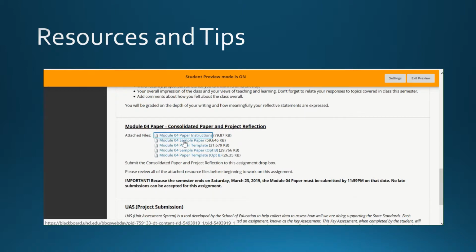So you'll notice that there's sample paper and then sample paper option B and paper template option B. The first paper and template combination are designed for those students who did papers for their Module 1, 2, and 3 discussions. So if you wrote only papers, these are the 2 documents that you want to follow.